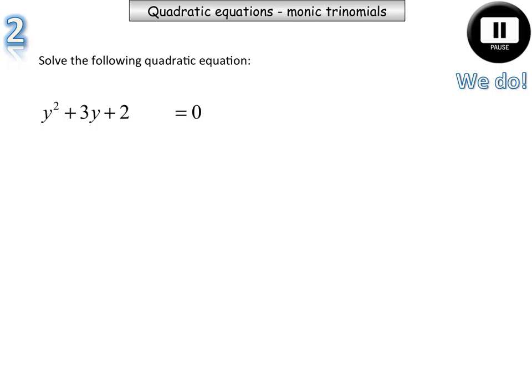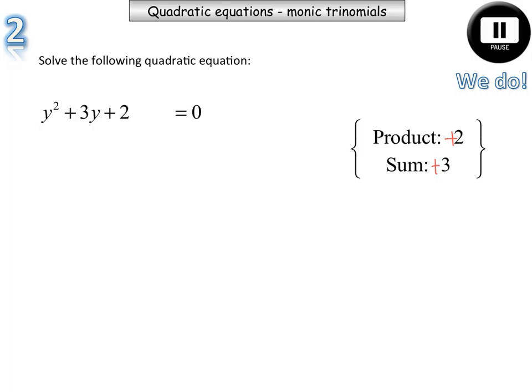Okay, pause the video, have a go at this particular quadratic equation in terms of y, and see how you went. Okay, so we need two numbers that multiply to get 2 and add to give a +3. So just make sure that both of these are positive in your mind.